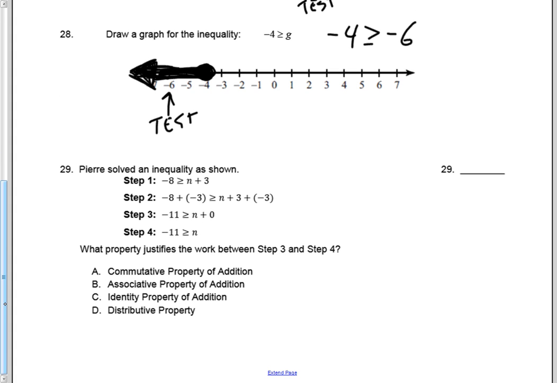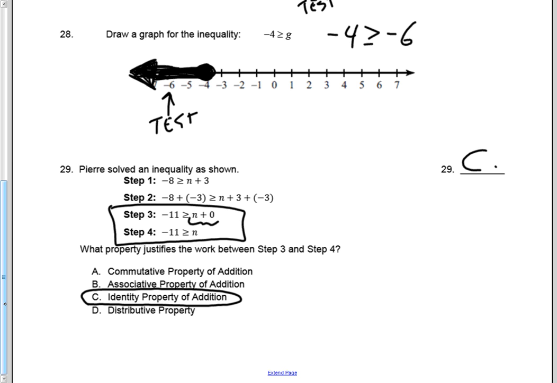29. We're looking at steps 3 to 4. What's the only thing that happened? You went from this to N. What do you call that? That's identity property. Distributive involves multiplication. Commutative, you switch things around. Associative, you put in parentheses. The only one that works is C. Next page.